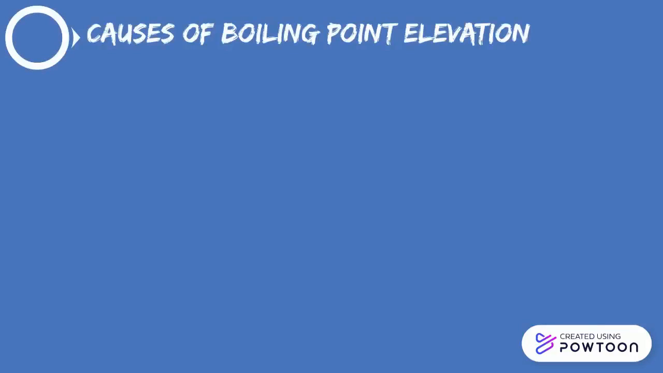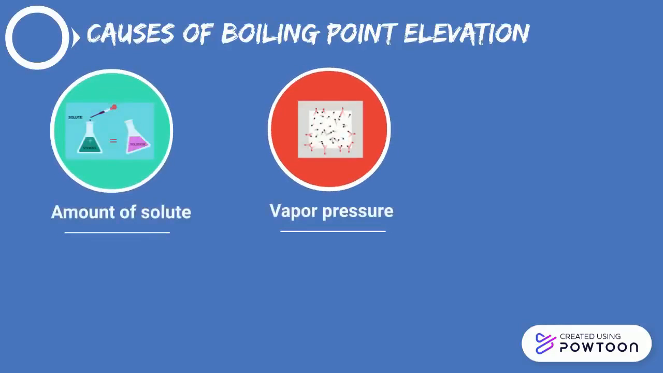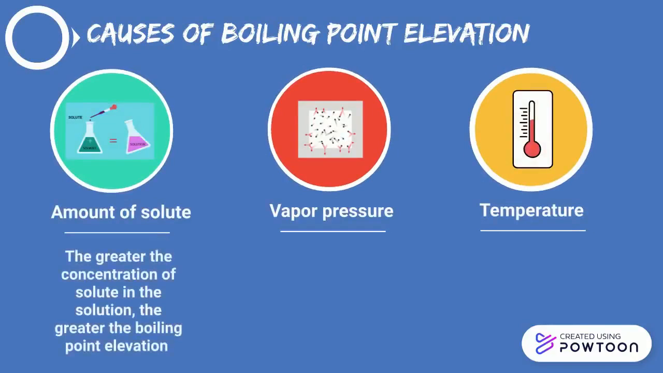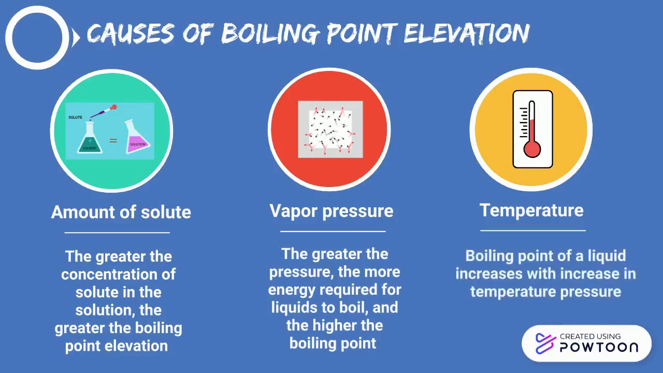Some of the causes include the amount of solute, vapor pressure, and temperature. The amount of solute affects the boiling point elevation, as the greater the concentration of solute in the solution, the greater the boiling point elevation. Vapor pressure. The greater the pressure, the more energy is required for liquids to boil and the higher the boiling point. Lastly is temperature. The boiling point of a liquid increases with the increase in temperature and pressure.